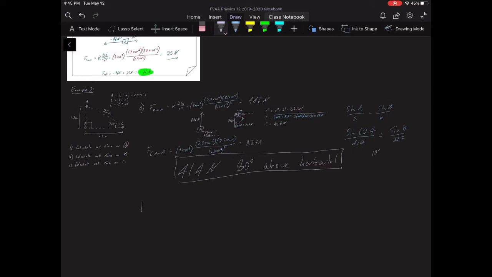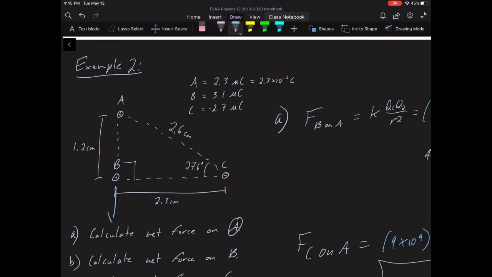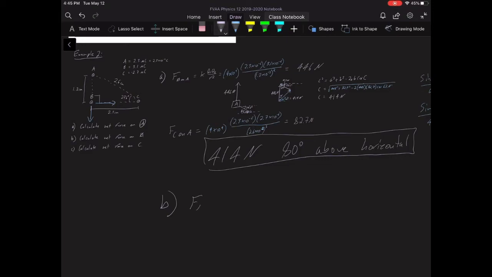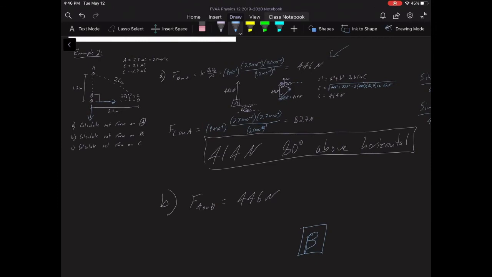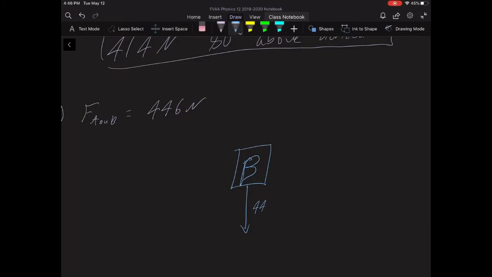So B should be more straightforward here because B is in the corner, so it's going to be repulsed downwards by the A particle and pulled to the right by the C particle. Here, force A on B is equal to force B on A. So I already know the magnitude is 446 newtons, because I determined that right up here, so I don't have to recalculate that. In my free body diagram for the B particle, it is being pushed down by 446 newtons.